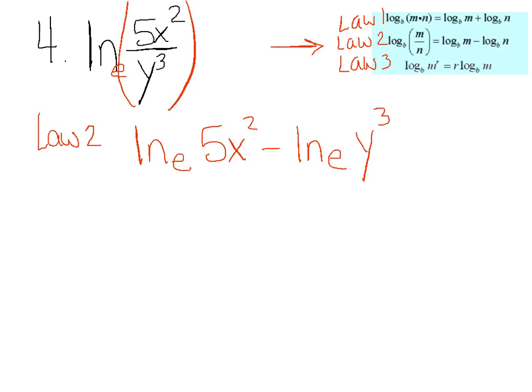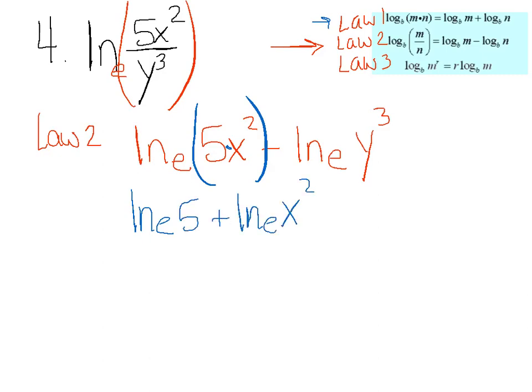Now I'm not done. I think I can apply both properties still. And I just want to stress reading it out loud to yourself. It says the ln base e of 5 times x squared. And because I said times, I'm going to apply law 1 now. So ln base e of 5 plus ln base e of x squared minus ln base e of y cubed. And I'll make a note that was law 1.